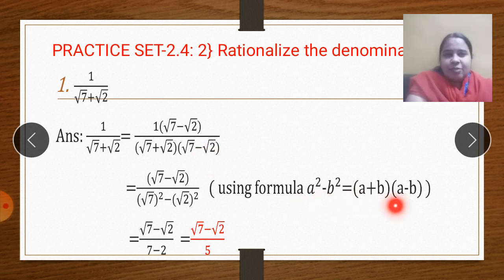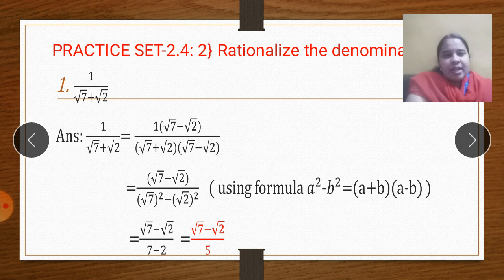Look at this identity formula: a plus b into a minus b. What was the formula? a square minus b square. So this is the formula which I will be using here. So root 7 the whole square minus root 2 the whole square. I hope you know how we get this. We are simply using the formula that a plus b into a minus b is nothing but a square minus b square. Correct? So a is root 7, so root 7 square. b is root 2, so root 2 square. Correct?